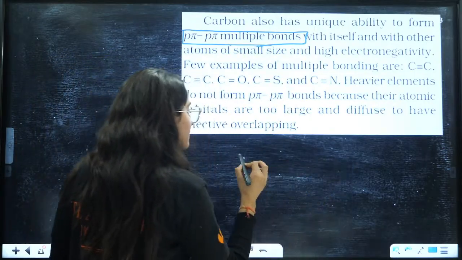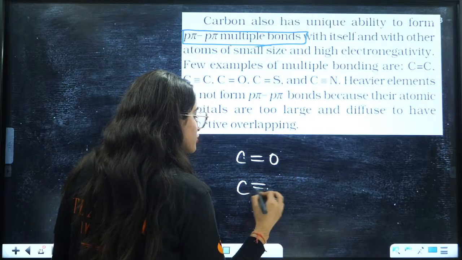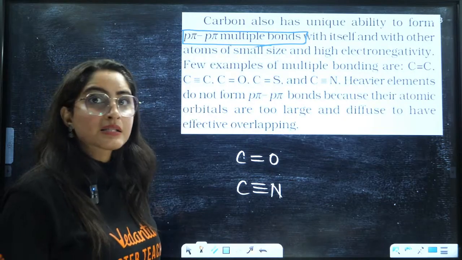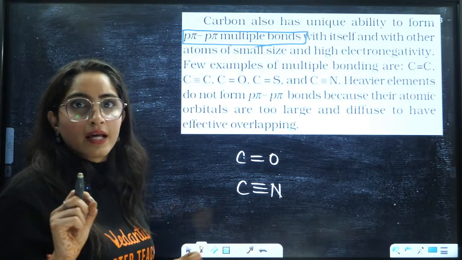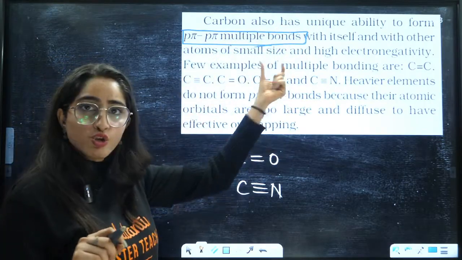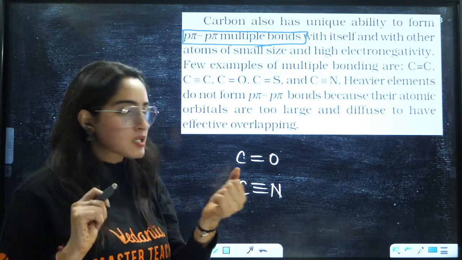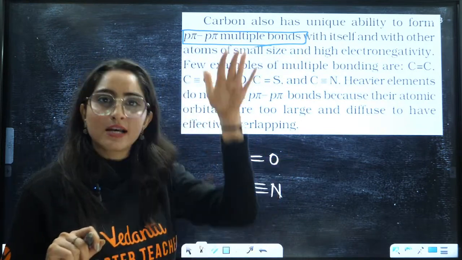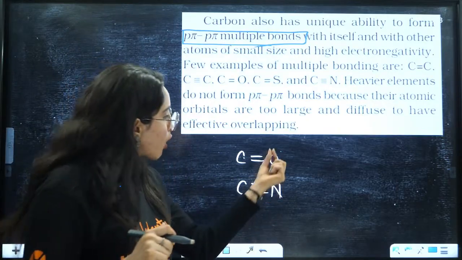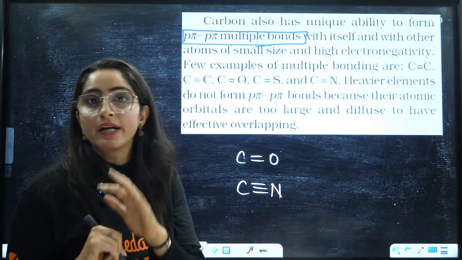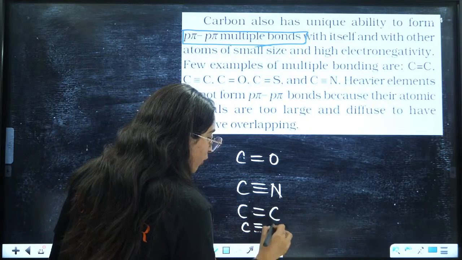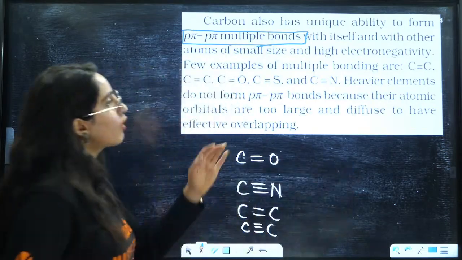We know that carbon can form a double bond with oxygen and a triple bond with nitrogen. They are highly electronegative as compared to carbon, and the size is not very large. They are the uppermost elements of their groups, so oxygen is smaller in size as compared to the other group elements. Nitrogen is also smaller in size as compared to the other group elements, because down the group the size increases. So oxygen and nitrogen, being the first elements, are definitely smaller in size. Carbon can also form double and triple bonds with itself. So it has the ability to form multiple bonds.